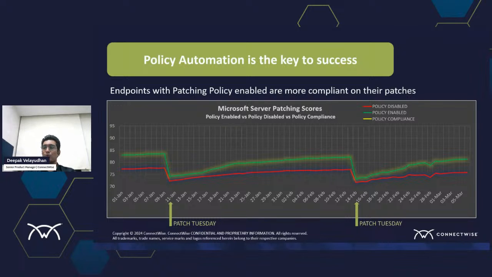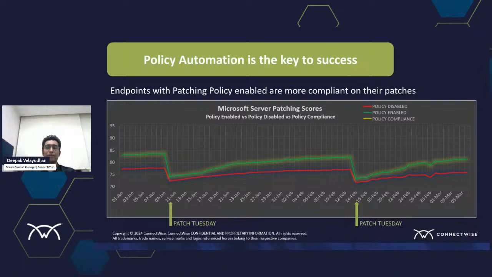So for this group of endpoints, you'll see those dips on like 11th of January, and 14th or 13th of February, where we have your Patch Tuesday. So from the time Patch Tuesday arrives, that is when new patches come in, the scores dip down. New patches are being offered. You'll see that throughout the cycle of a month, the scores don't really increase that much more.